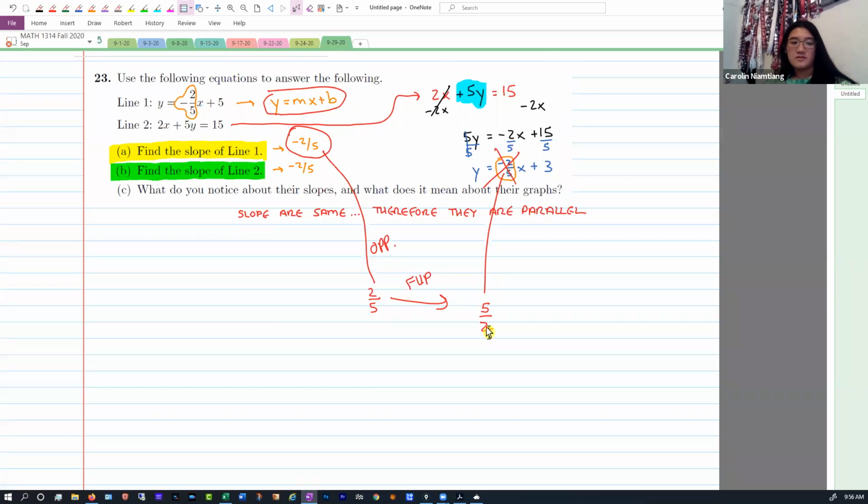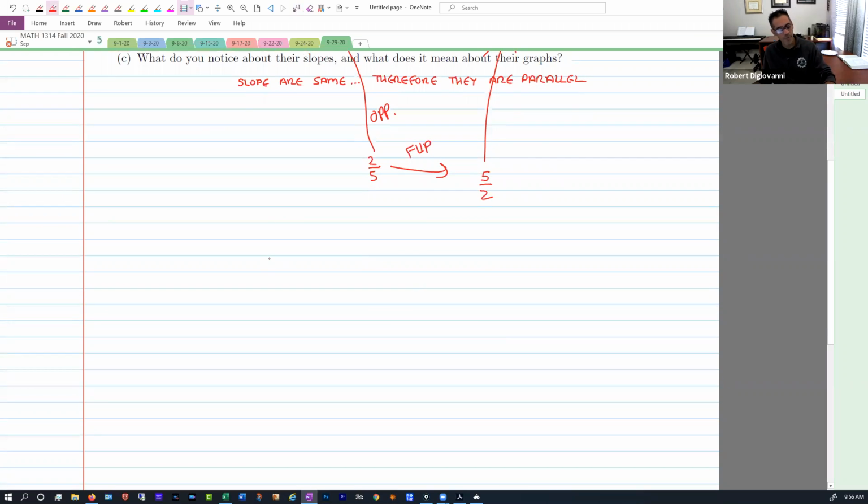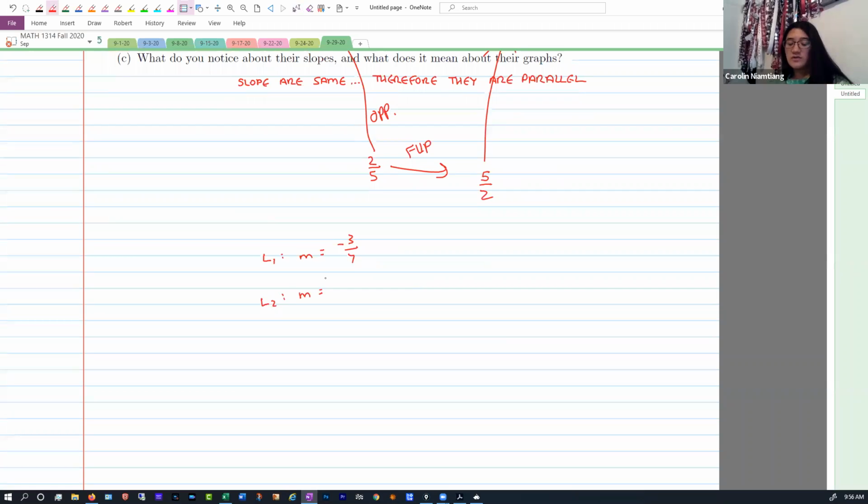Okay. I'll give you another example. What if we had a line 1, let's just say that the slope of this line was -3/7. What would the slope of line 2 have to be in order for it to be perpendicular? And it'll be like 7/3 because. Yep, you change the sign, so it goes from negative to positive, and then you flip it, so it becomes 7/3 instead of 3/7. All right? So these two would be perpendicular.